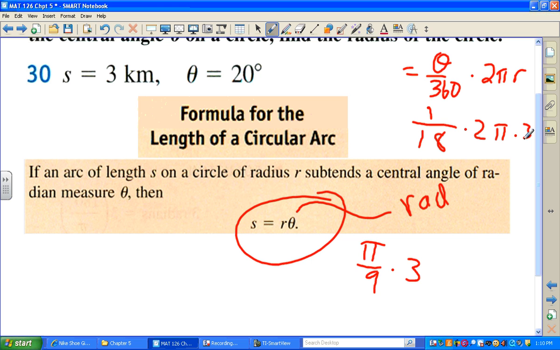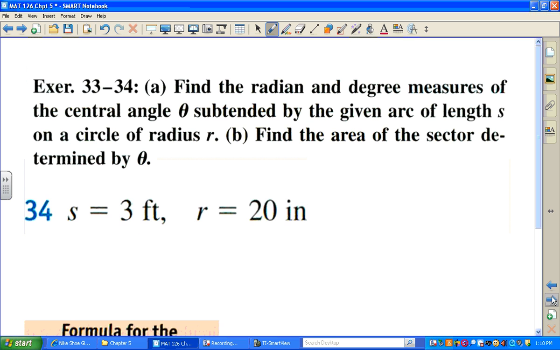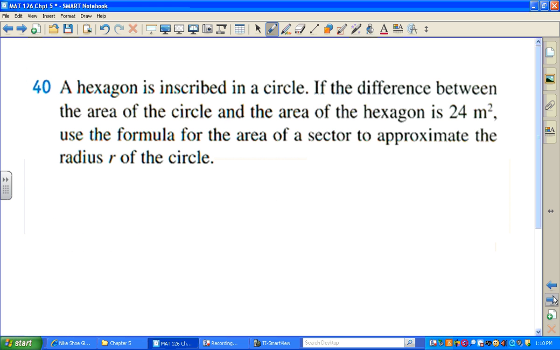That's all the way to 30. That's about the end of this section, isn't it? Darn, that must be pretty hard. Yeah, area's the same way.